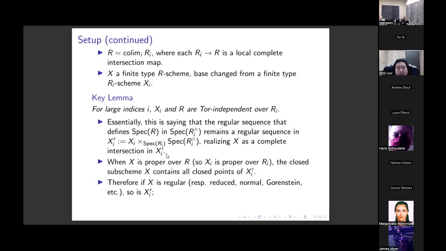So remember, you have all these propositions in your commutative algebra textbook that say, okay, I have a local ring, I have a regular element, I factor out that element. If A over (a) is normal, then A is normal. If A over (a) is reduced, then A is reduced. And because of that, if X is regular, because it's a complete intersection, then so is Xi prime. You are fine because you have all closed points, you capture all the information, right?